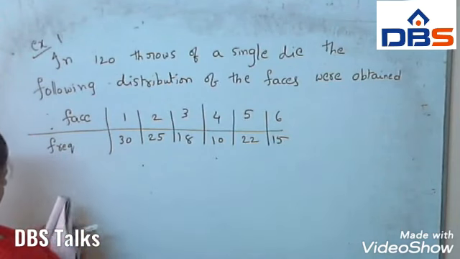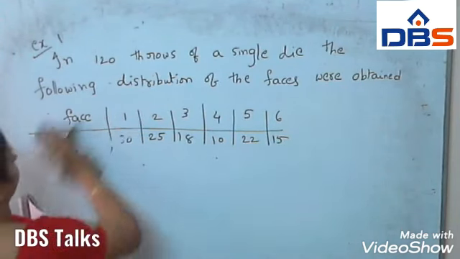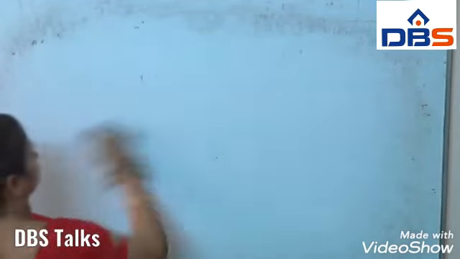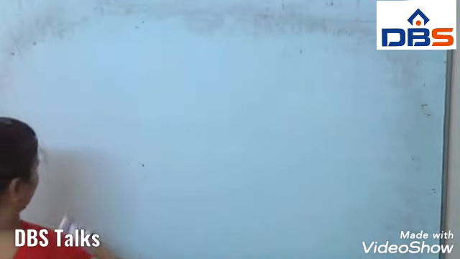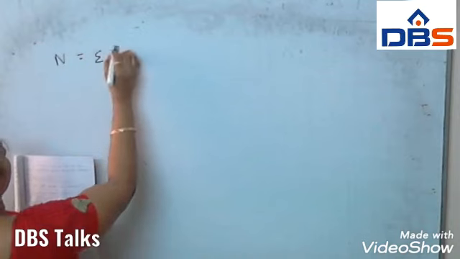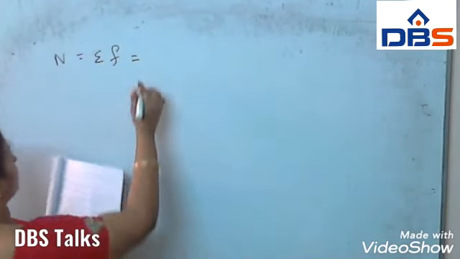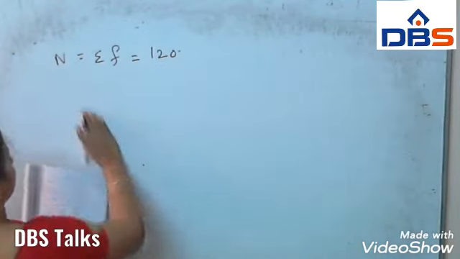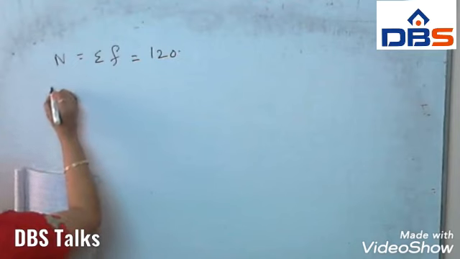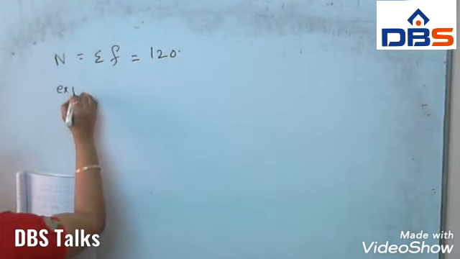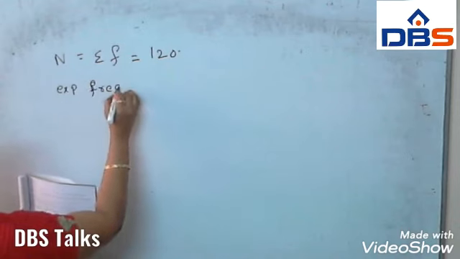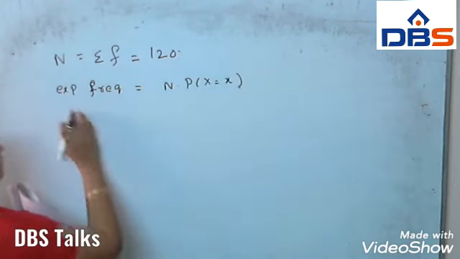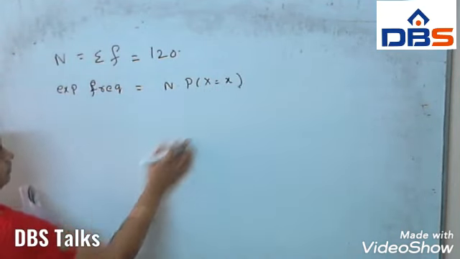For that, first, n equal to sigma f. N means how many times the experiment was done. Sigma f is equal to 120. And the observed frequency table: expected frequency is equal to n into P of x equal to x.